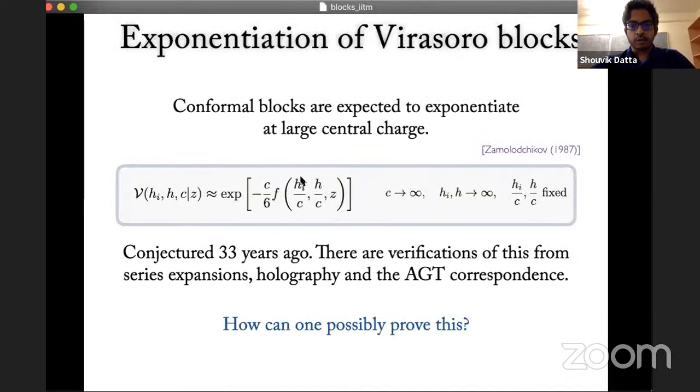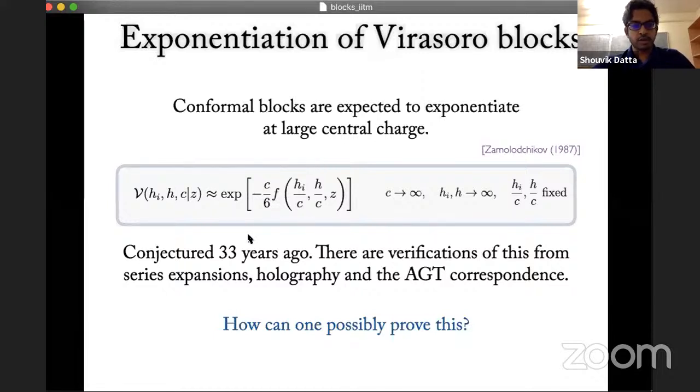And there is a conjecture by Zamolodchikov from way back in 1987 that conformal blocks are expected to exponentiate at large central charge. So at large central charge, C going to infinity, as well as these operator dimensions being large with these parameters held fixed, the conformal block exponentiates and it takes this form over here.